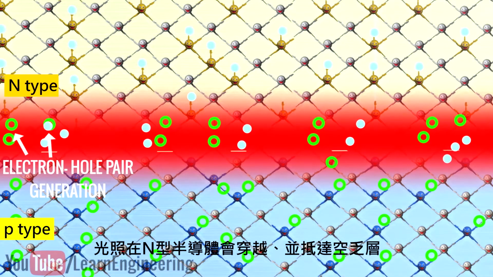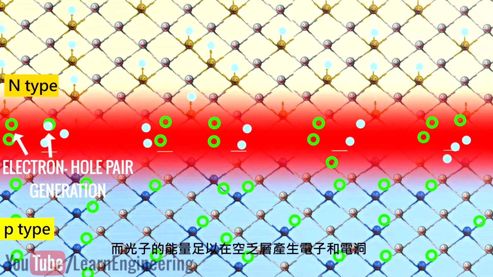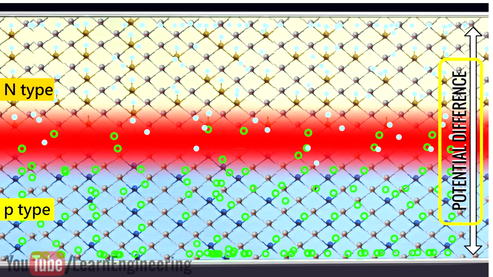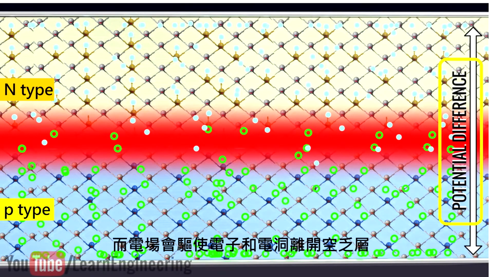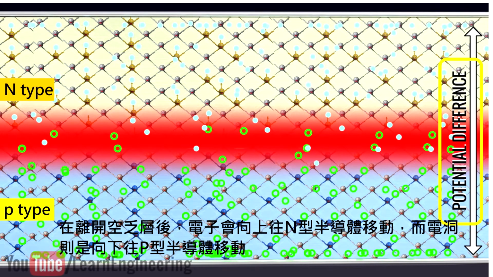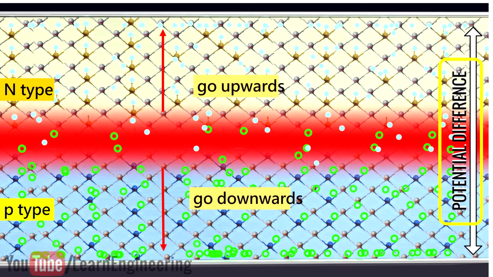When light strikes the n-type region and it penetrates and reaches up to the depletion region, this photon energy is sufficient to generate electron-hole pairs in the depletion region. The electric field drives the electrons and free holes out of the depletion region. After leaving the depletion region, electrons move upwards to the n-type area and free holes move downwards to the p-type area.